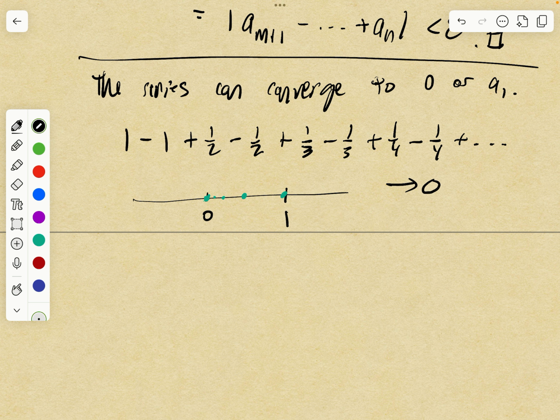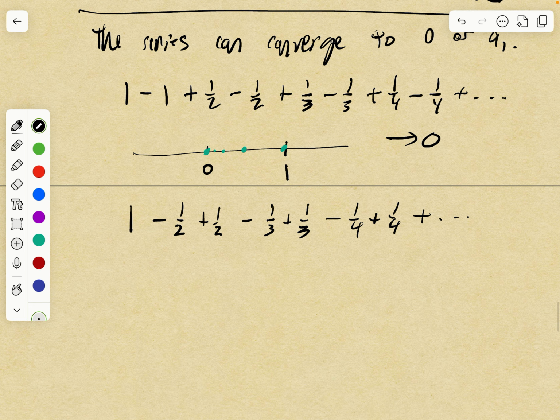And it can also converge to A1. So if you have, let's see, 1 minus a half plus a half minus a third plus a third minus a fourth plus a fourth, etc., then what's going on with this one is that you have 1, and then it goes to a half, and then it goes back to 1, and then 2/3 and 1, etc. So the series converges to 1, which is the first term.